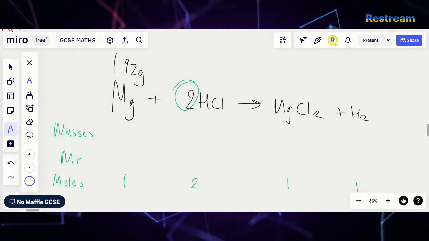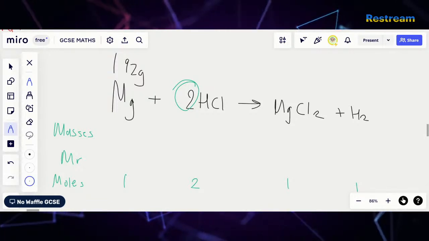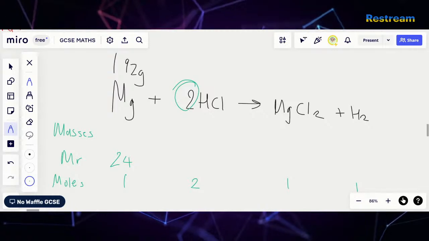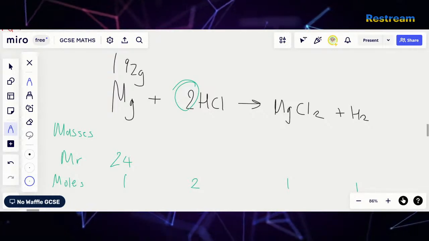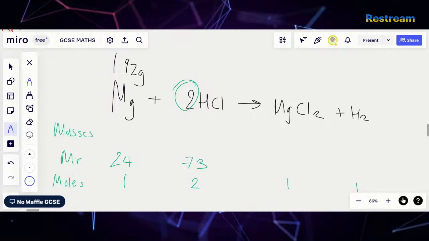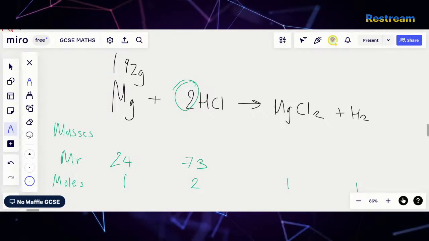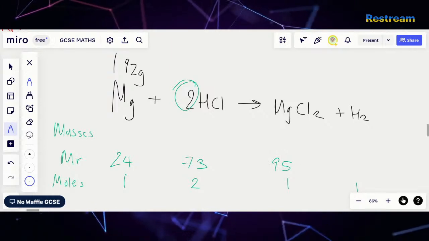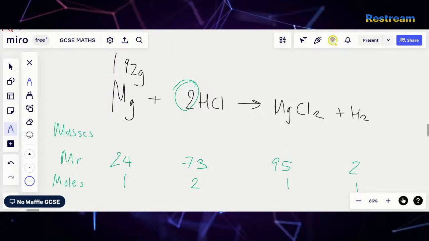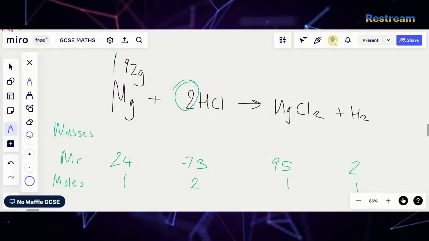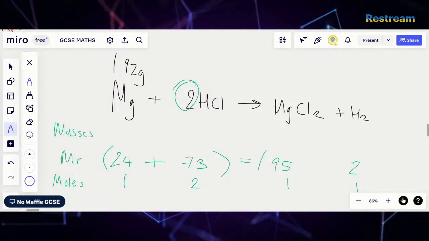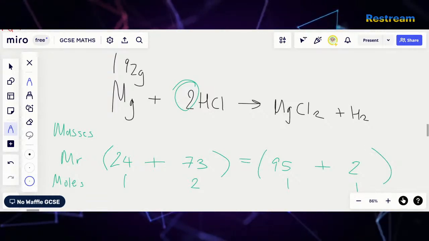Now, in terms of the mass numbers, magnesium is 24 in the periodic table. For hydrochloric acid, hydrogen plus chlorine, times 2, would be 73. Then magnesium chloride would be 95. And 2 for hydrogen. A way to check this is correct is that the total of the reactants should equal the total of the products.